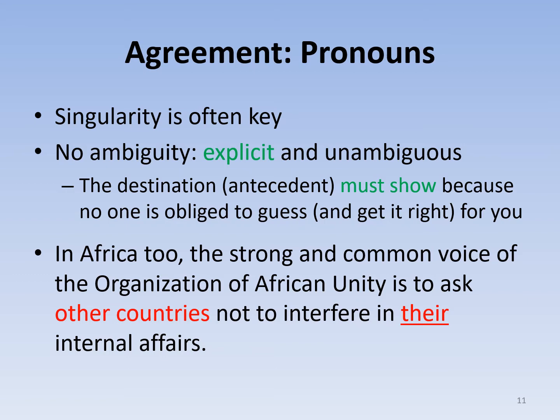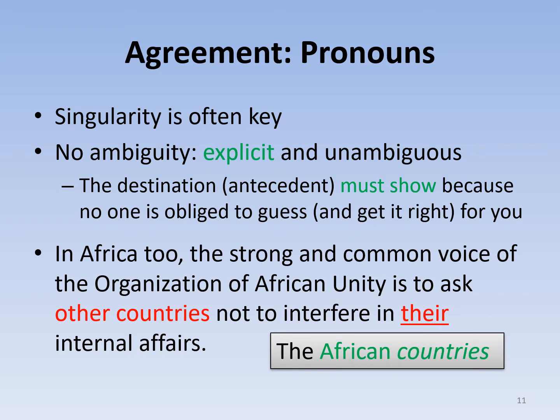Actually, what the sentence is trying to say is that the Union is trying to ask other countries not to interfere with the internal affairs of African countries. So this is actually the African countries. The situation here describes a scene where, if you write it wrong, nobody else is obliged to figure this out for you. That means you have to make sure that others can easily understand, and you have to make sure by writing things clearly and without mistakes.